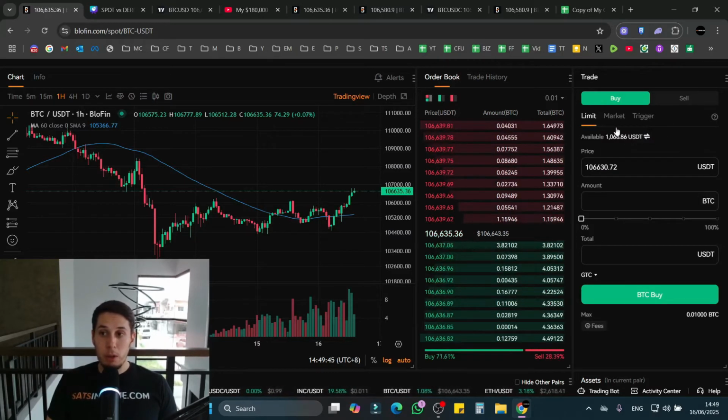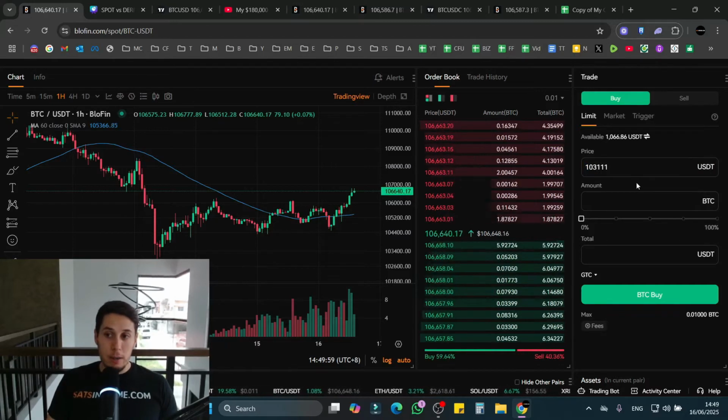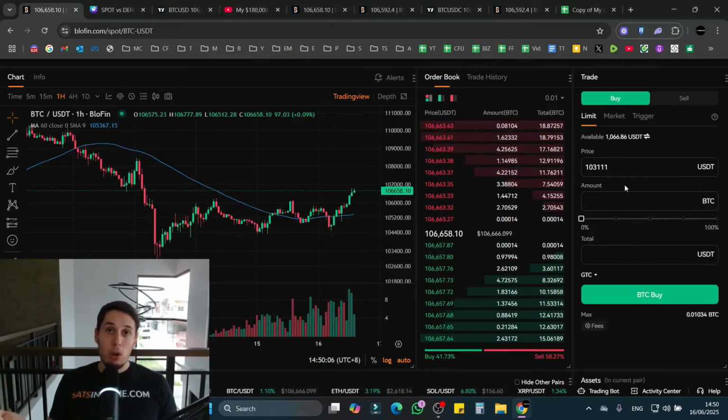Well, you enter with a limit order when you want to enter at a lower than the current price. So the current price of Bitcoin is $106,000. Let's say that you've done some analysis and you believe that Bitcoin will go down to $103,011, right? And then from there it's going to go up. Well, what order type are you going to use here, guys? Well, of course you're going to use a limit order, right? Because you want to enter at a lower than the current price.